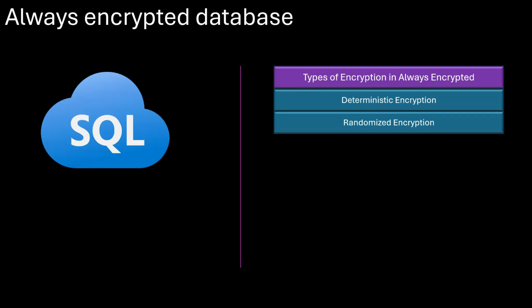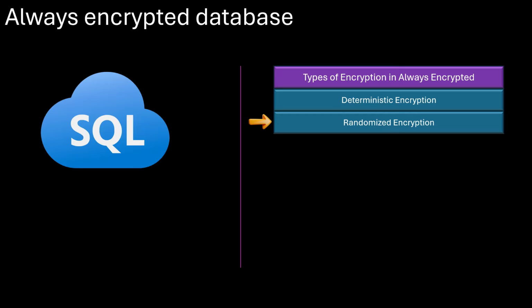Always Encrypted supports two types of encryption depending on how you need to query and secure your data. The first one is deterministic encryption. Deterministic encryption encrypts the same plain text value into the same ciphertext every time. It allows point lookups, equality joins, grouping, and indexing on encrypted columns. It is best for government ID numbers, email addresses, or any data used in search queries. Since the same value always results in the same ciphertext, attackers may infer patterns and guess sensitive data.